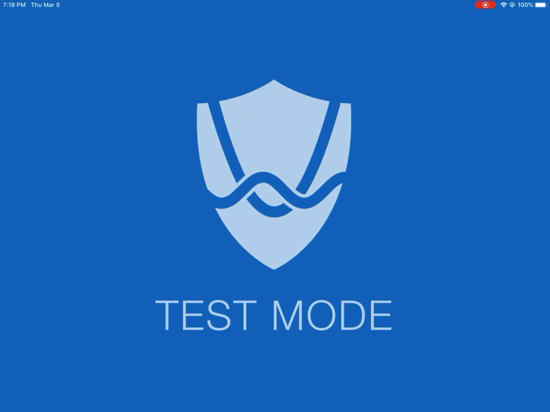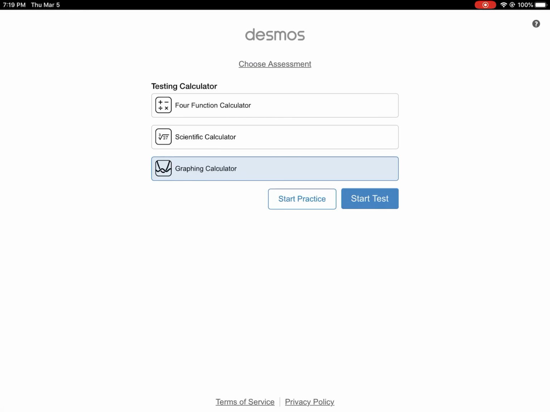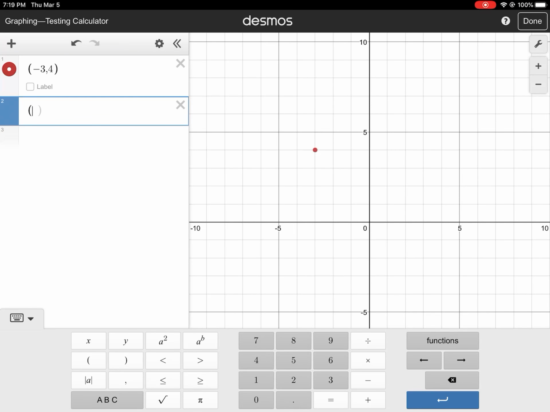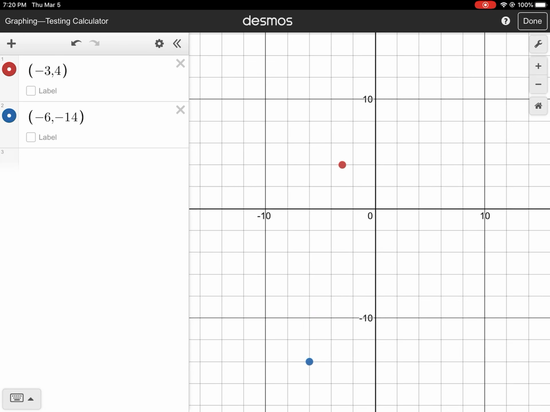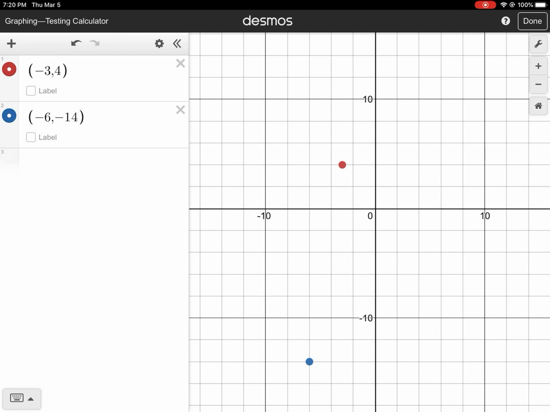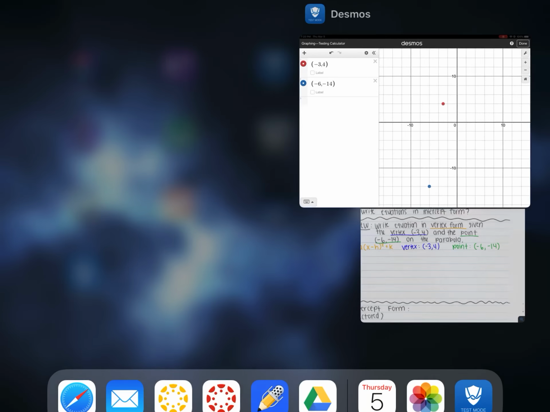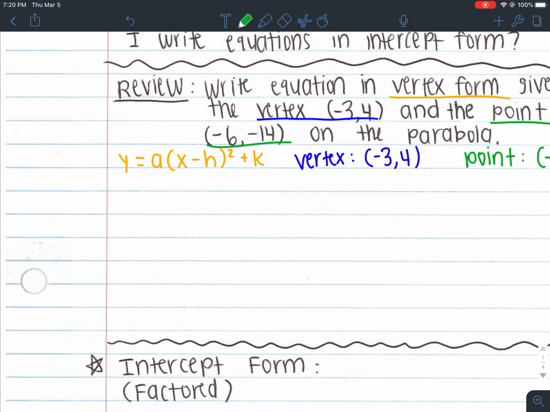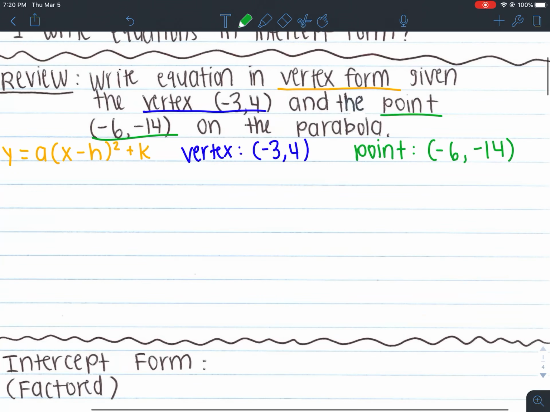I'm going to go ahead and show you what is happening here. We're given the point (-3, 4) and the point (-6, -14). So they're giving us two points here. Is it -6, -14? Yep, it is. Now they're giving us two points, and they're asking us not really to graph it, but to write an equation for it. So that's what we're going to do. They're giving me a vertex and a point, so I have to use that information to help me write vertex form.